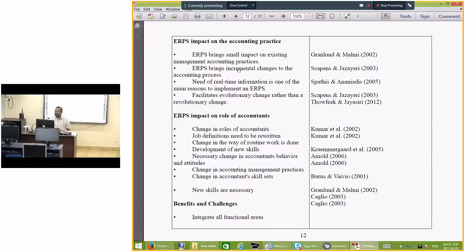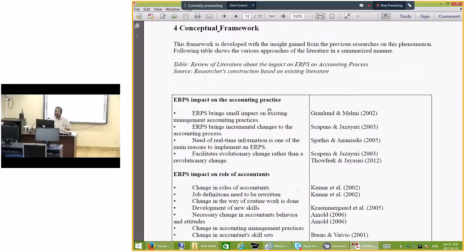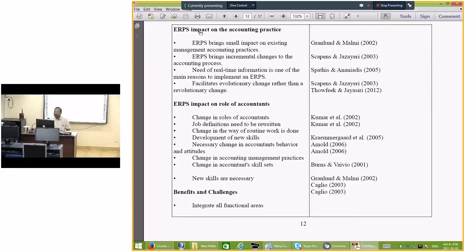If you really went through this article, you would have knowledge of how the conceptual framework, because that ERPS conceptual framework is much important in this type of domain. For example, the impact on the accounting practice: in the accounting process, you start with the source document to the ledger, ledger to the financial statements, then the interpretation of the financial statement. There are four parts: source document, ledger, preparation of financial statement, and interpretation.